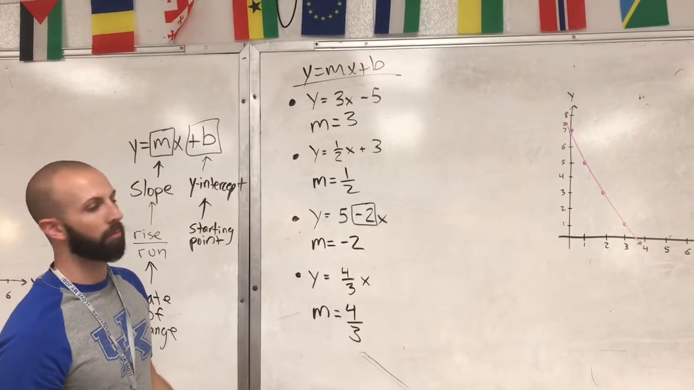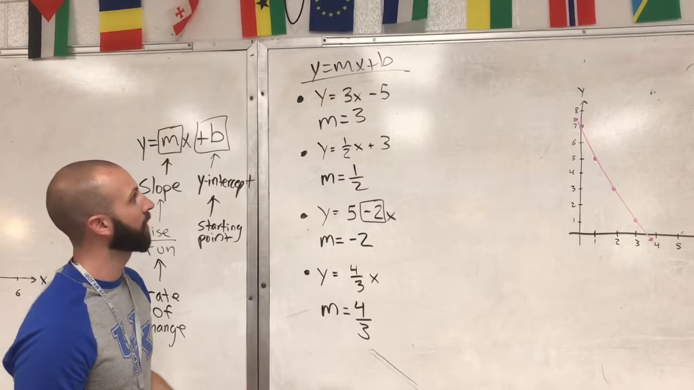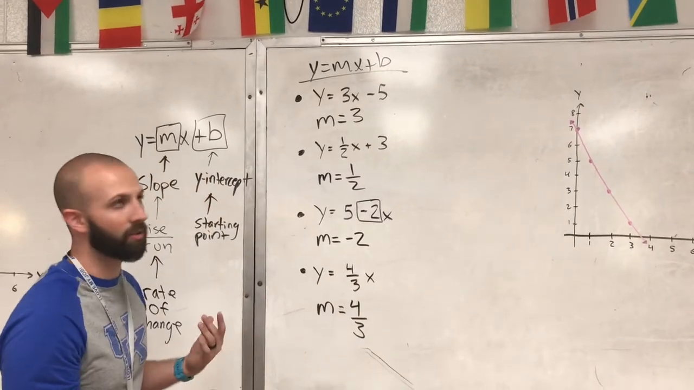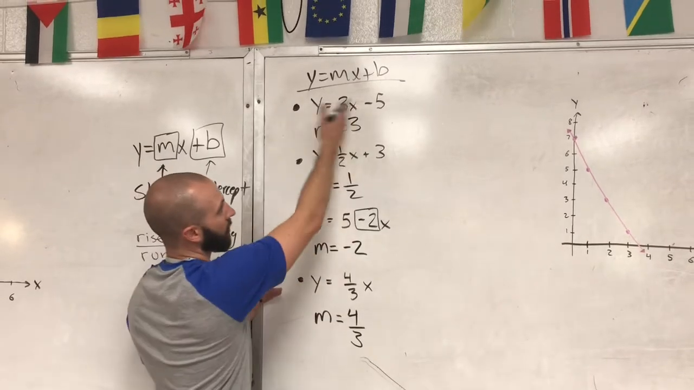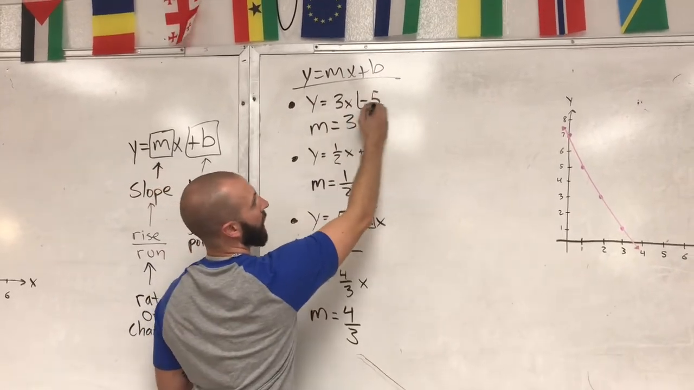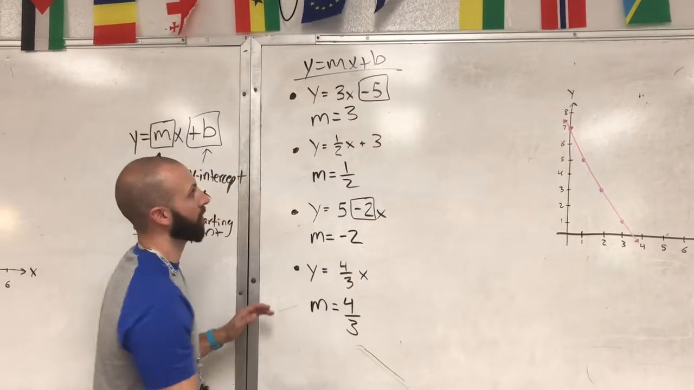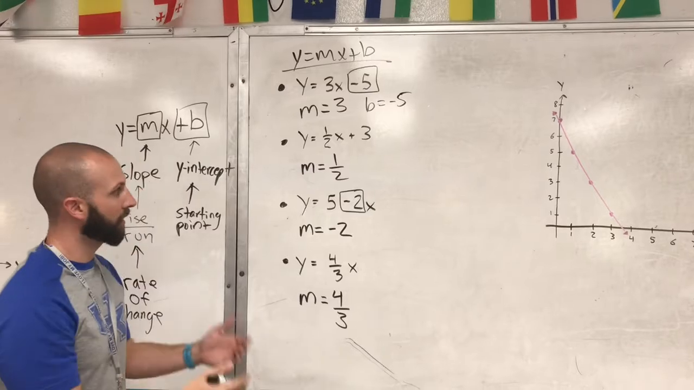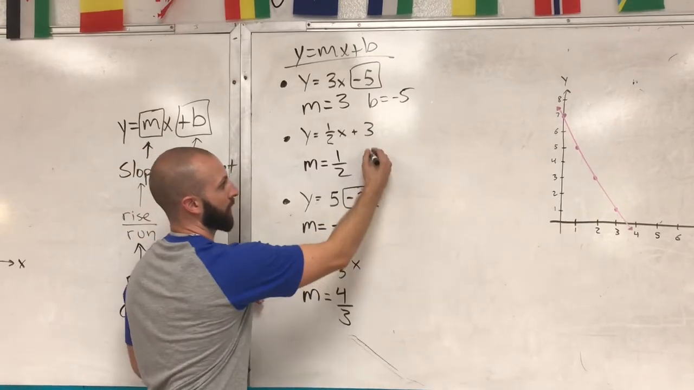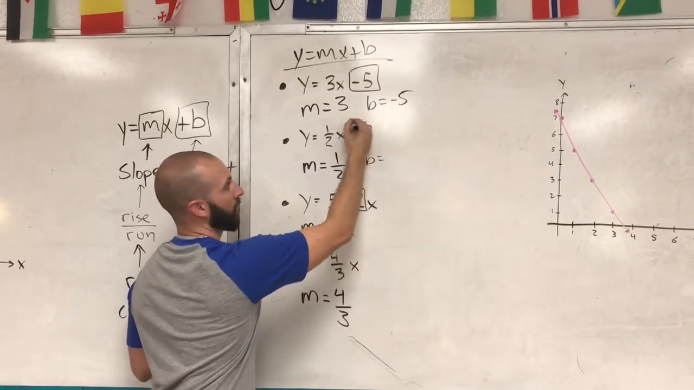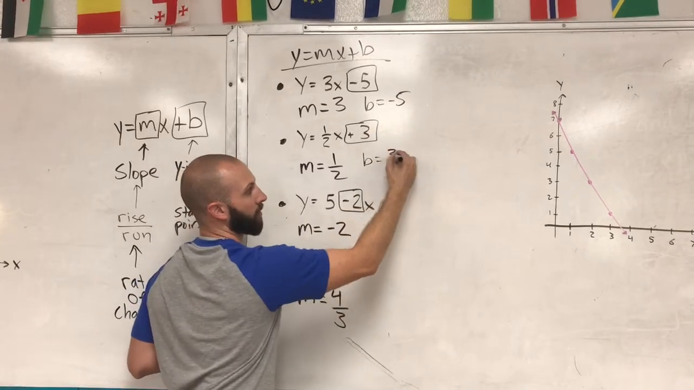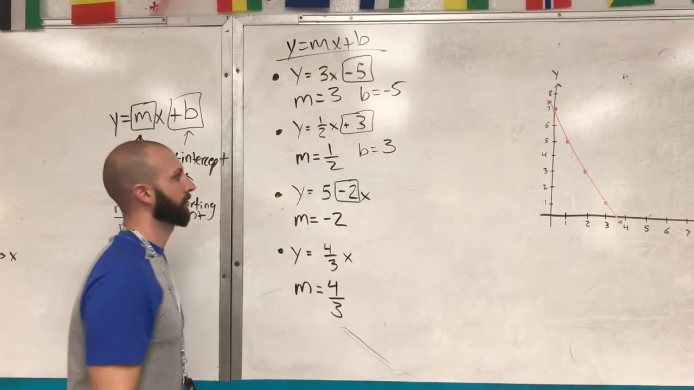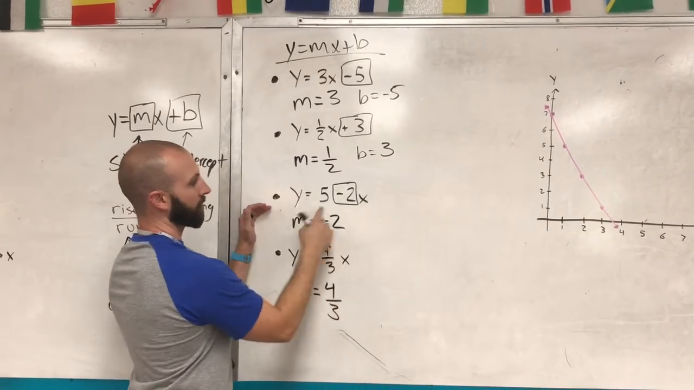Now let's look for b, or the y-intercept. The y-intercept is the number that's not next to the x. For the first one here, it's -5. You have to keep the symbol with it. So b equals -5. The next one, we move down, b equals +3, so you just put 3. You don't have to put +3, you just put 3.